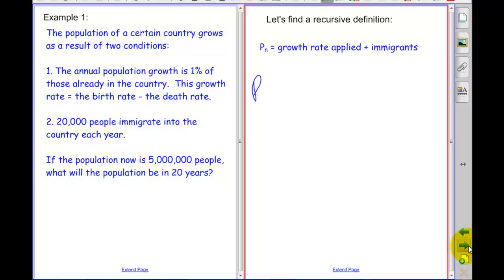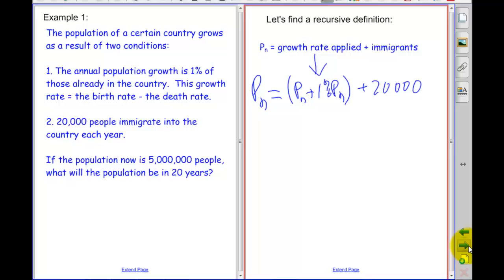So, the population of N is the growth rate applied plus the immigrants. The growth rate applied, well, it's a 1% growth rate. So you take your previous amount and add on 1% of what you had. That's the growth rate applied. Right? Plus 20,000 immigrants. Just plain old 20,000. Not times N, it's just 20,000.